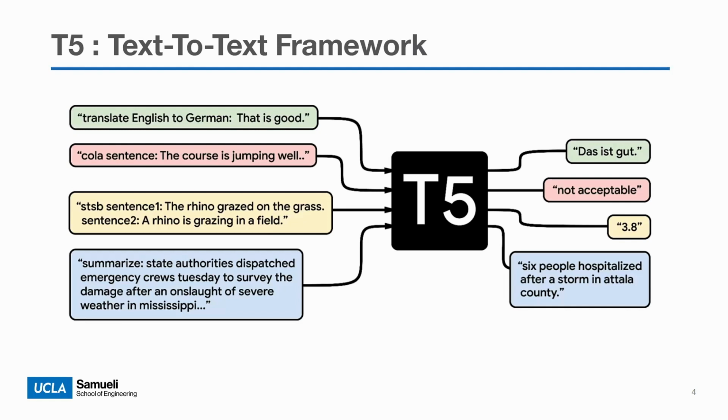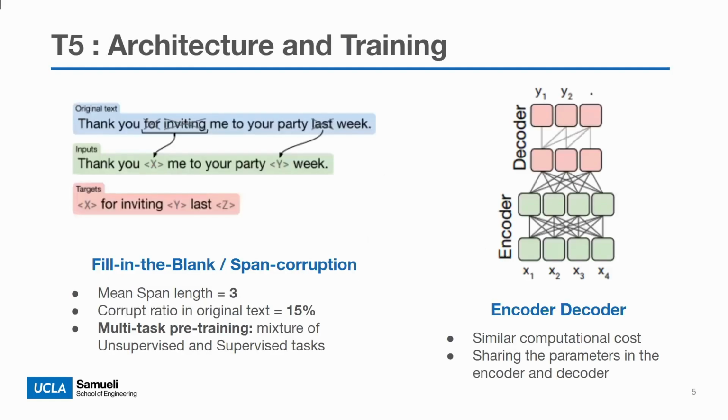Now, moving on to the T5 architecture and training. Here the authors have used the fill-in-the-blank or span corruption objective. Let's say we take the original text, thank you for inviting me to your party last week. The phrase for inviting is marked as a sentinel token X here, and the word last is marked as Y. The model is expected to output the phrases for inviting and last. This type of objective is called span corruption.